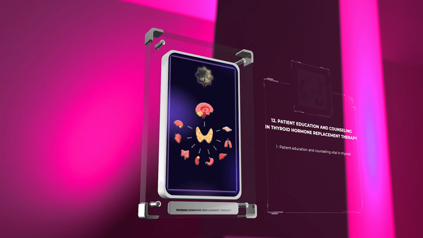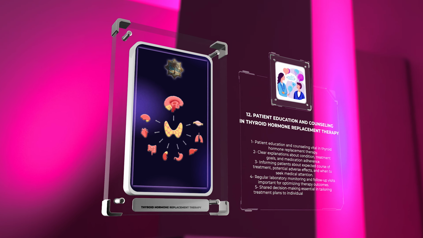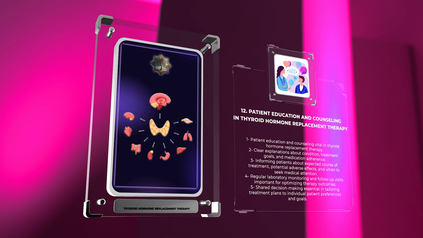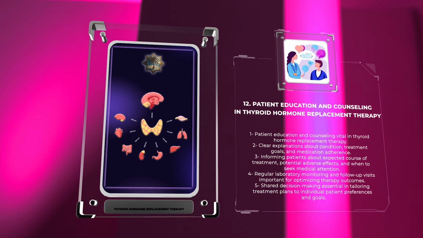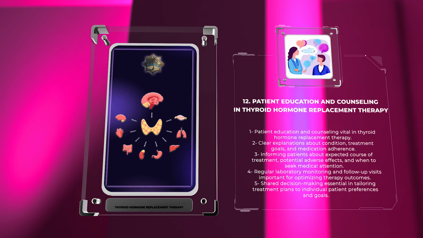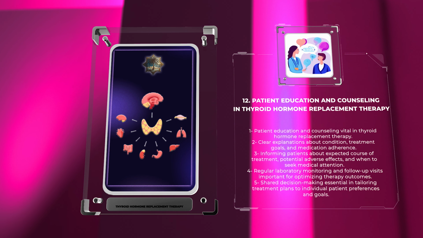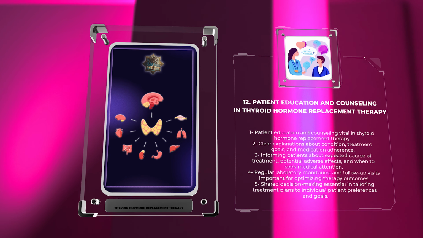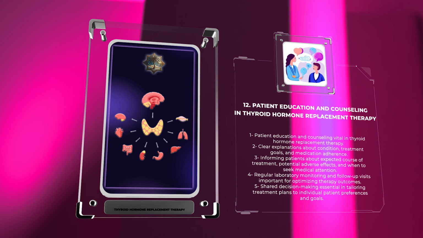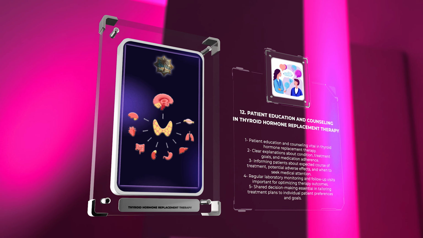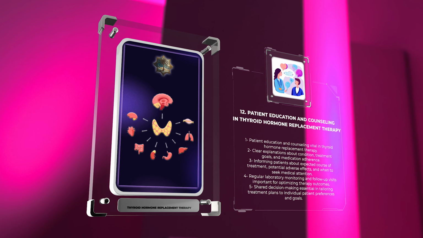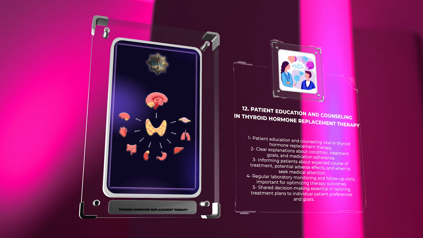Effective patient education and counseling are vital components of thyroid hormone replacement therapy. Patients should receive clear explanations about their condition, treatment goals, and the importance of medication adherence. They should also be informed about the expected course of treatment, potential adverse effects, and when to seek medical attention. Educating patients on the need for regular laboratory monitoring and follow-up visits can help optimize therapy outcomes and prevent complications.